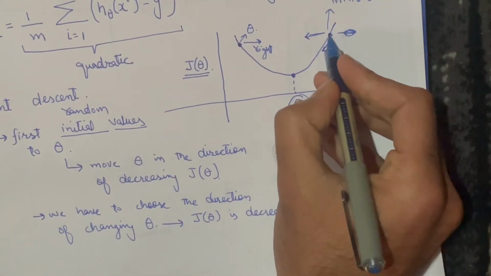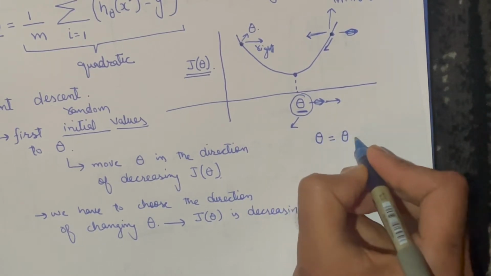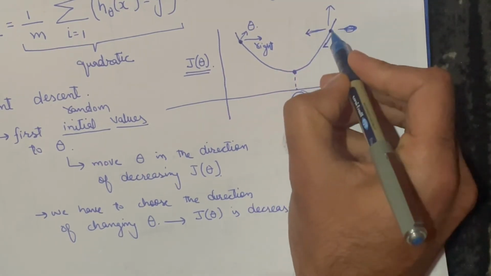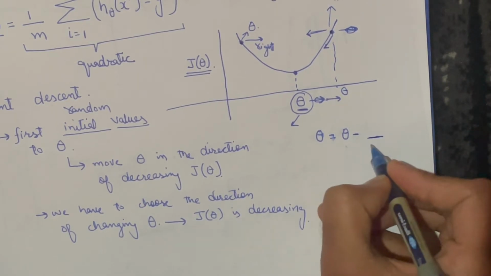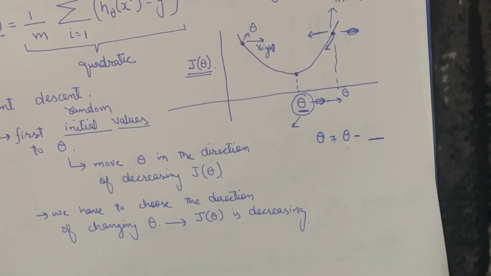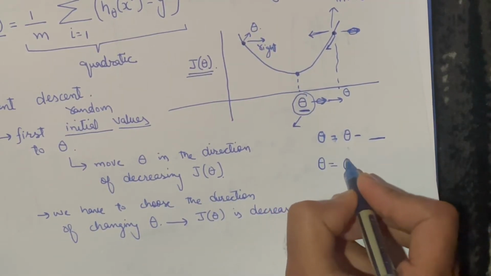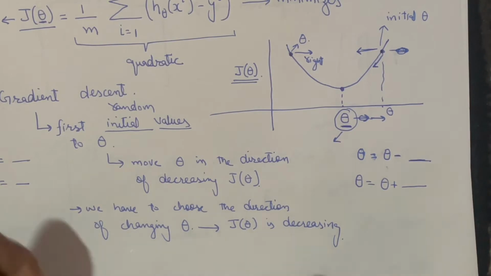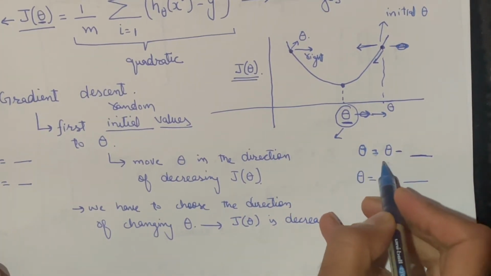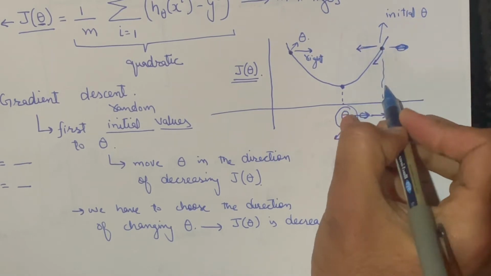So that means if my theta was here, the new theta will be theta minus something, because I have to move in the left direction. What is that something? We will see it in a couple of minutes. And if I was on the right side, then the new theta should be theta plus something. Fine. So the update should be either theta minus some value or theta plus some value, and it is decided by the location of theta.